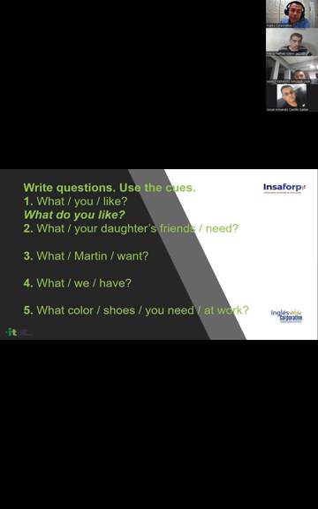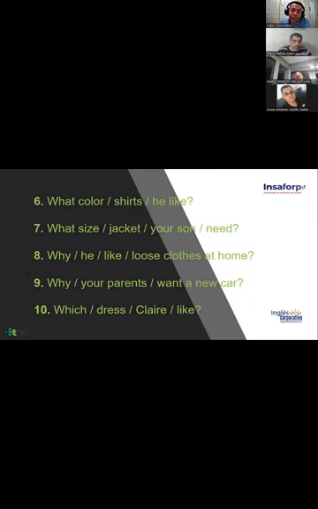Okay, y veamos otro ejemplo por acá. He es singular, y aquí your son. Ahí está un ejemplo. Your son, tu hijo. ¿Cuántas personas es tu hijo? Solo es uno, ¿verdad? Only one. So you say, what size jacket does he need? Or your son need, right? Ok, veamos otro. Your parents. Plural. Claire. Singular, Claire. So we say does.